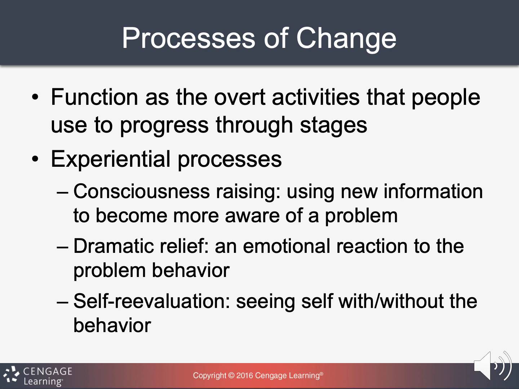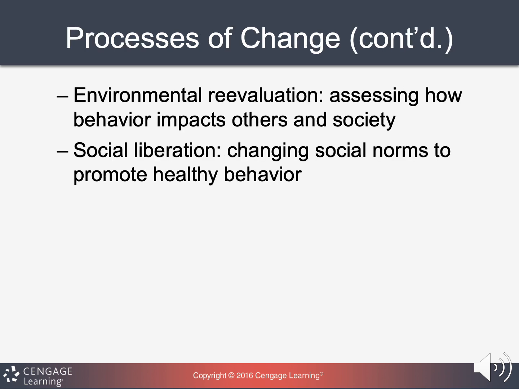Self-reevaluation is where the person is evaluating themselves, thinking about the behavior, thinking about the issues it's causing, if they can make a difference, who they want to be as a person. Environmental reevaluation is thinking about how this is going to impact society or other people. It might be somebody who consumes too much alcohol, so maybe not being drunk in public, maybe not causing a ruckus for the neighbors. Social liberation is when the person is changing social norms to promote healthy behavior.